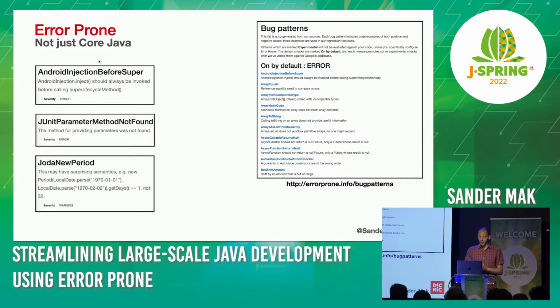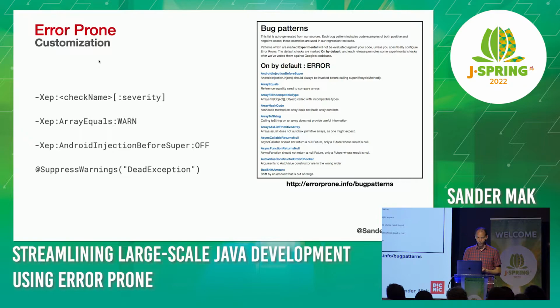And the cool thing is, these checks that are bundled with error-prone are not just about core Java. So the example that we saw was a core Java example, of course, with the dead exception. But there's also some Android checks. There's JUnit library usage related checks, even Joda-Time, although that's a bit outdated, of course. But there's not just core Java checks in there, and there's more to life than just core Java in error-prone. That is to say, if you want to use error-prone, you probably also want to customize it a little bit with the checks that come out of the box.